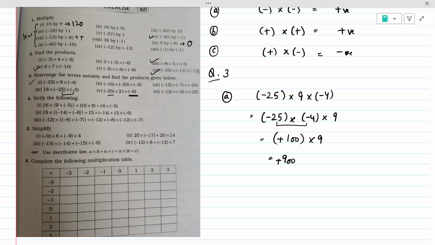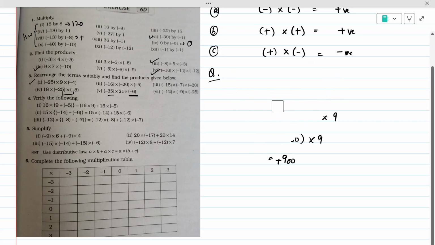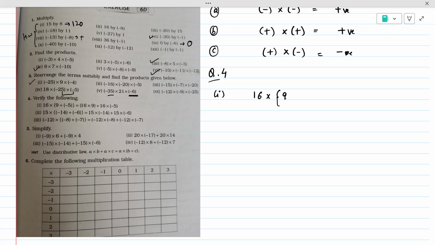Okay. Next, we have to verify. When we say verify, that means we have to tell whether the given statement is correct or not. So we have to find that out. Let us see what is given to us in the first part of the question. The first part says 16 multiplied with the bracket 9 plus minus 5, bracket close.